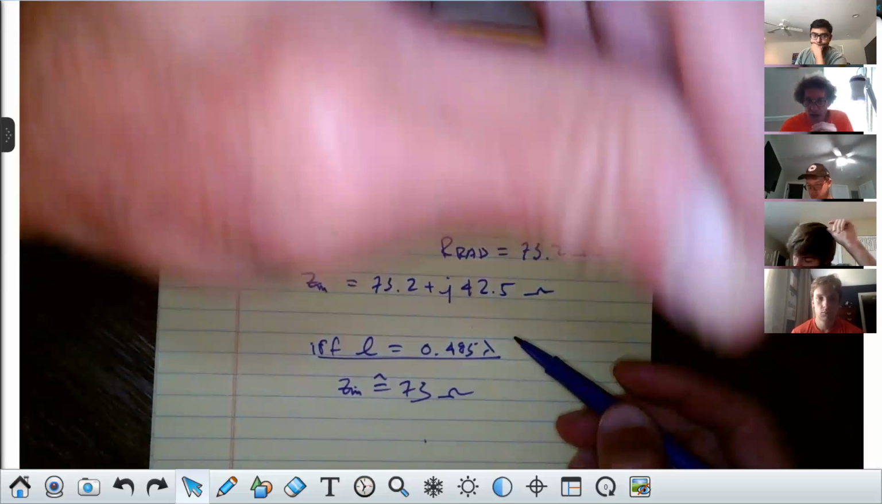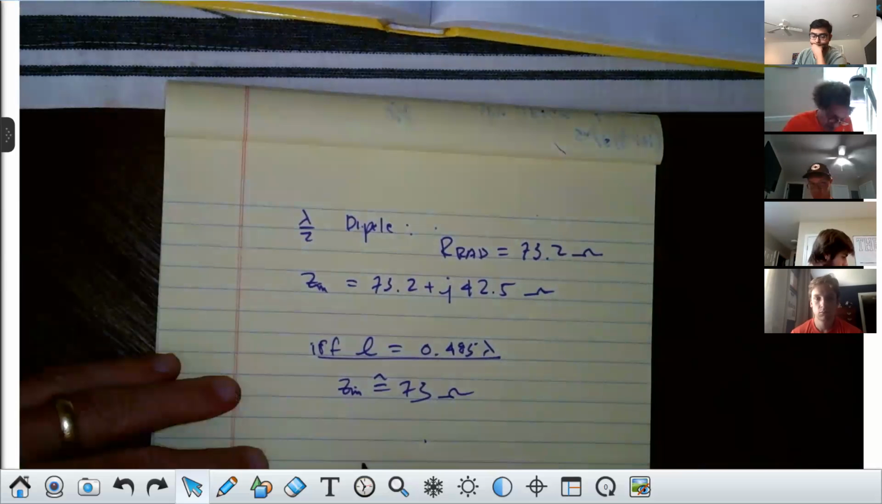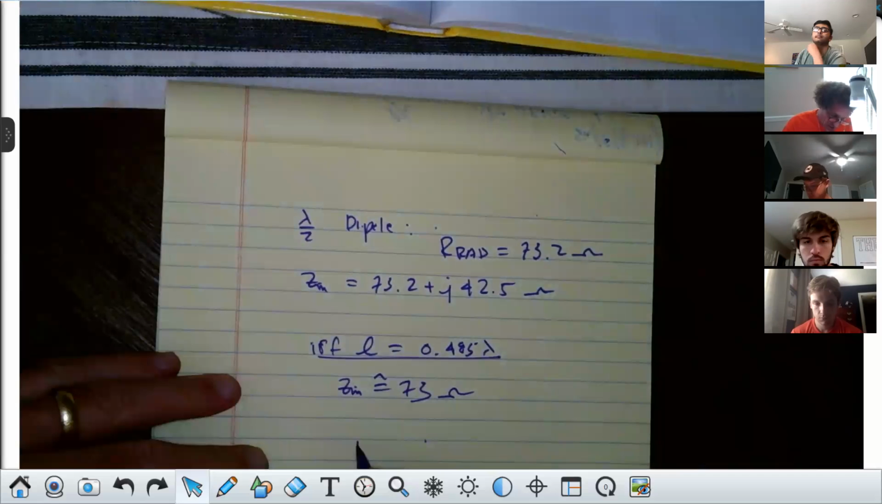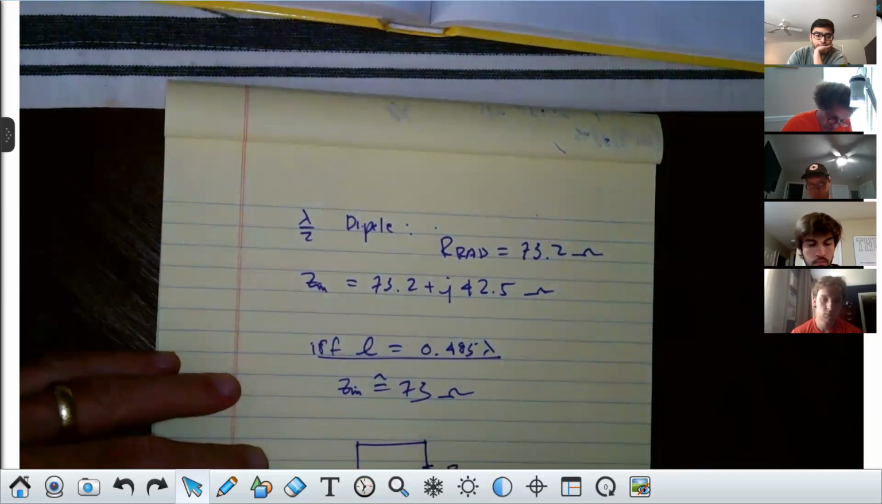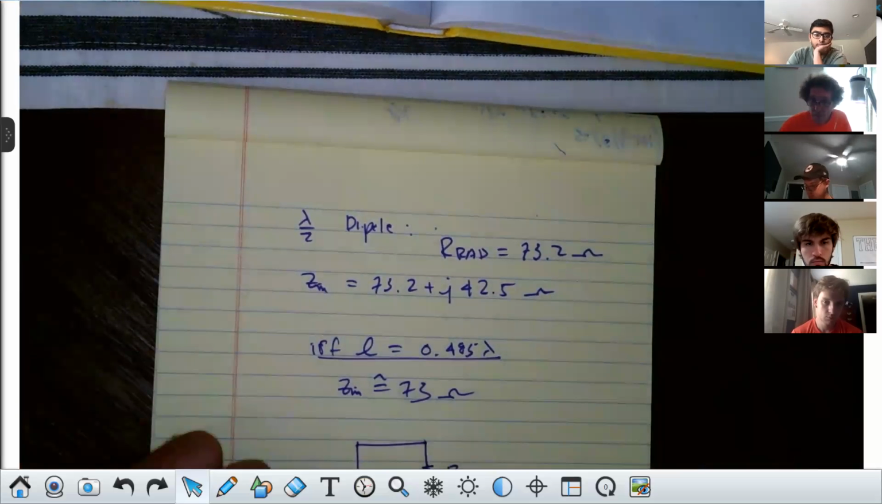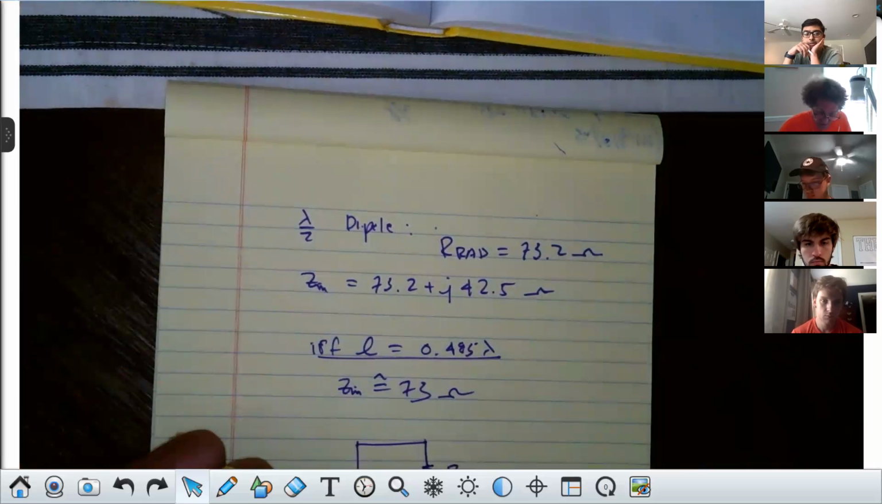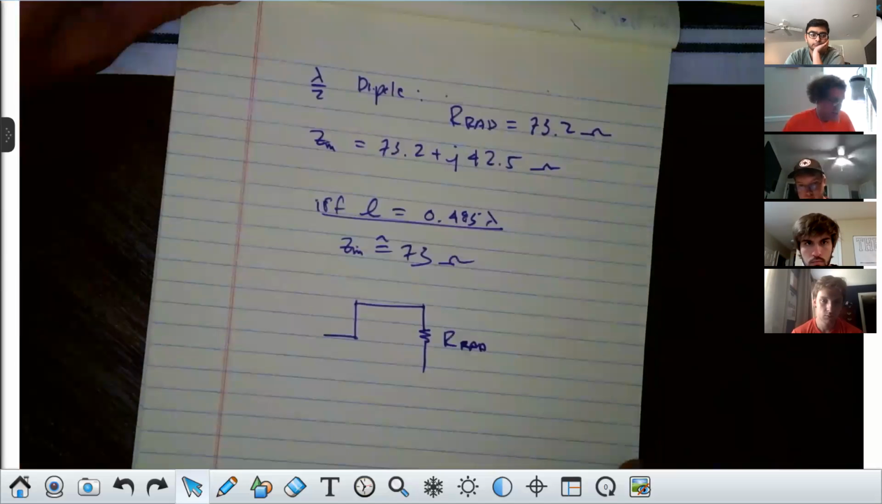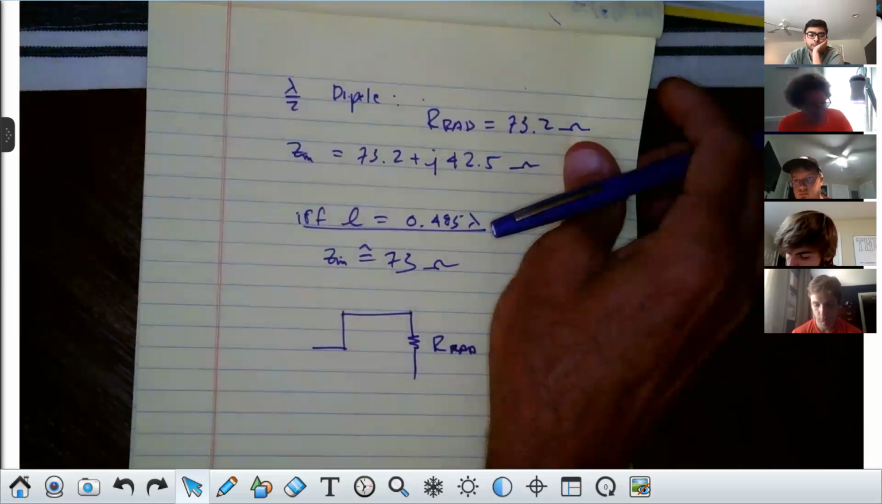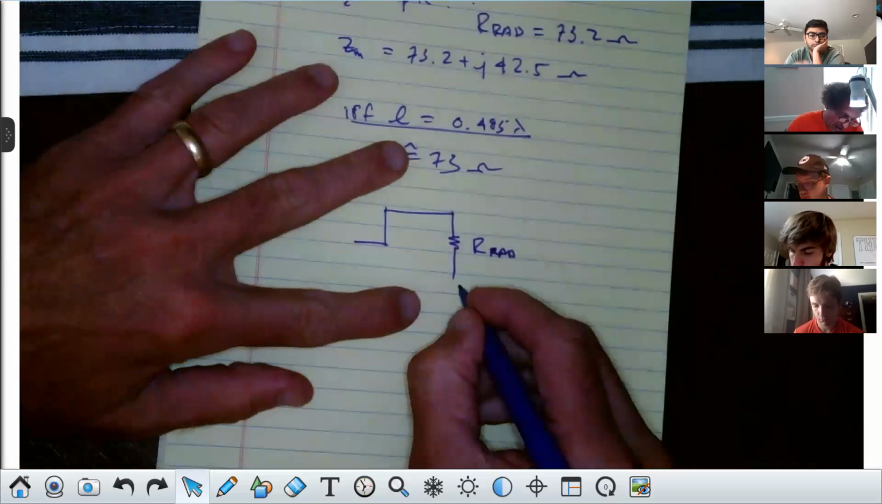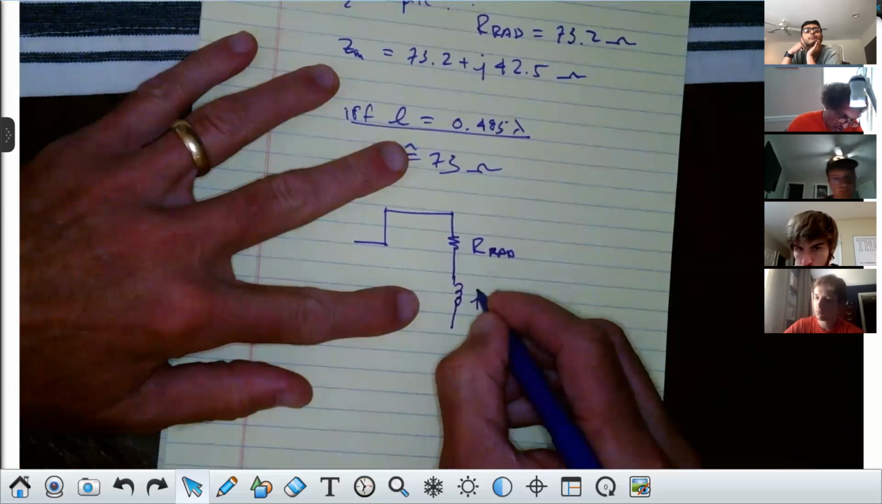So here's the deal. The antenna electrically looks like this. Your dipole antennas have some R rad. That's what you want. That's where the power that's launched comes from. But you also have this possible reactive component, jX here.